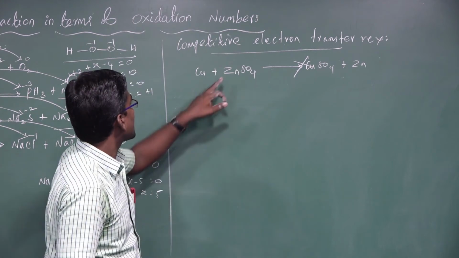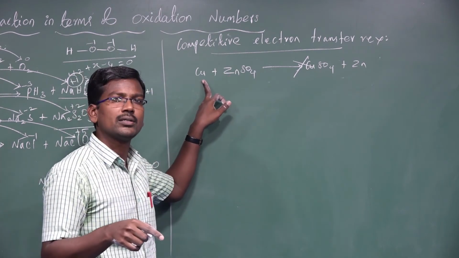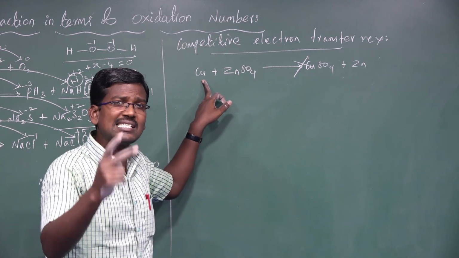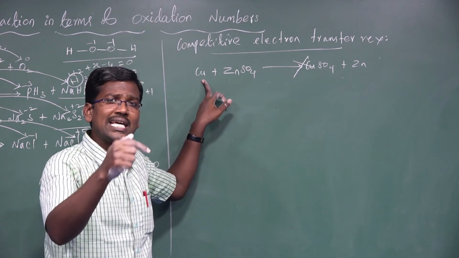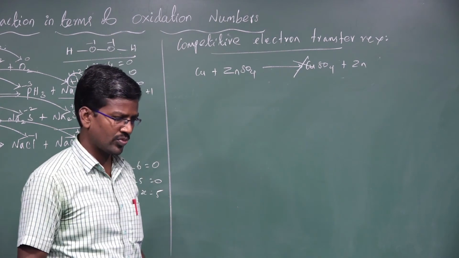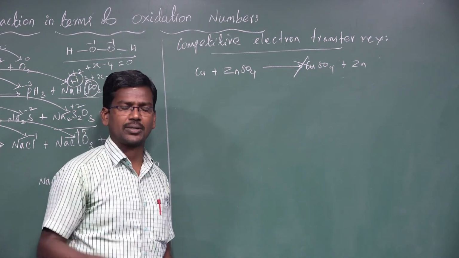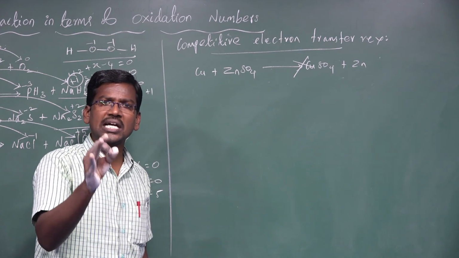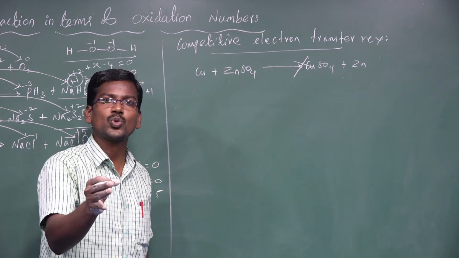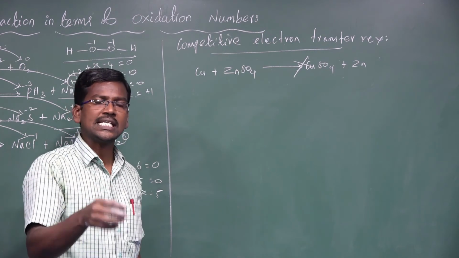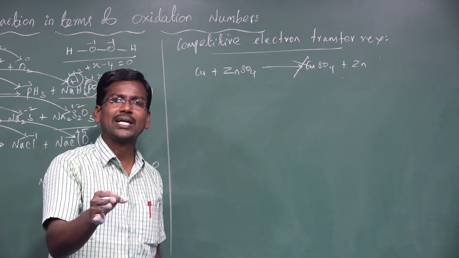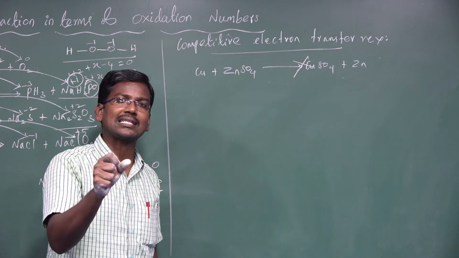Because zinc is more reactive than copper. Zinc displaces the copper from copper sulfate solution. Copper is less reactive than zinc. That is why copper metal does not displace zinc from the zinc sulfate solution. From this we conclude that zinc metal has a strong tendency to release electrons. Copper metal has a strong tendency to accept electrons. Don't forget, zinc metal has a strong tendency to release electrons. Copper metal has a strong tendency to attract electrons.